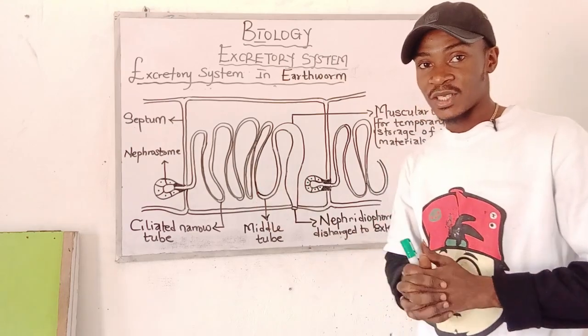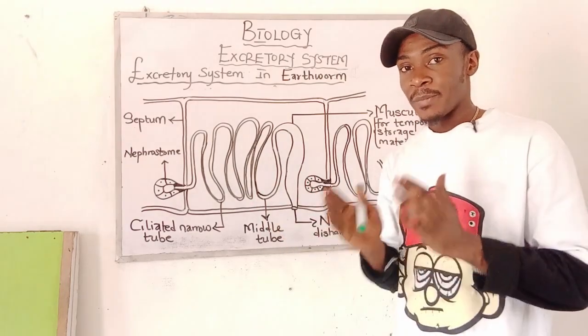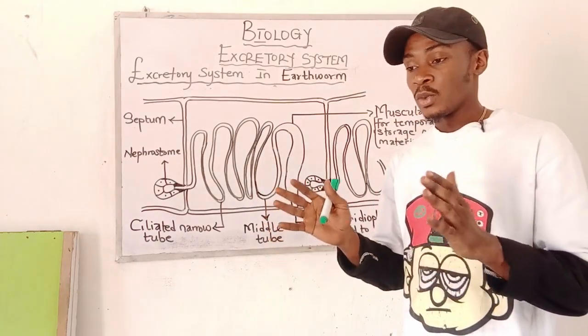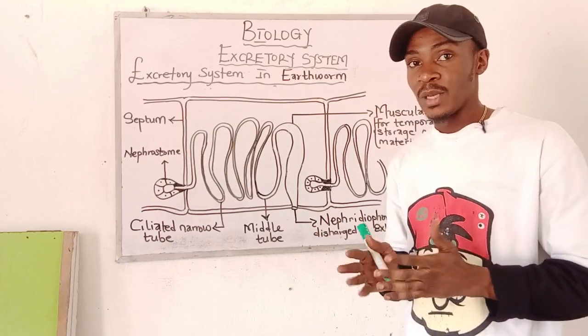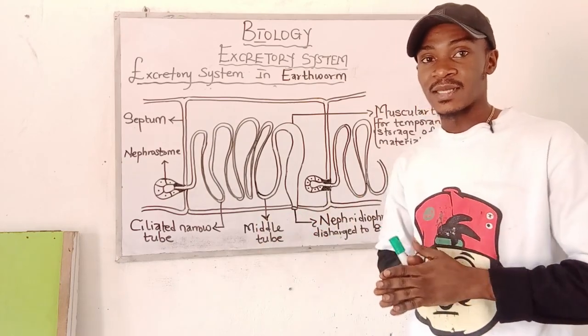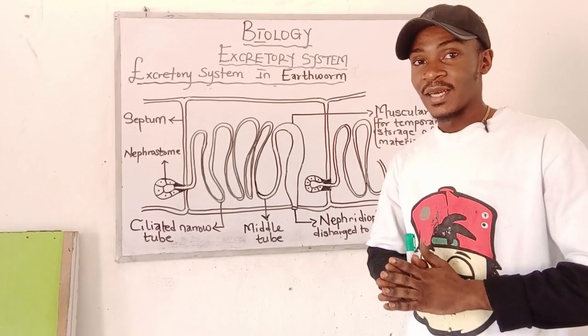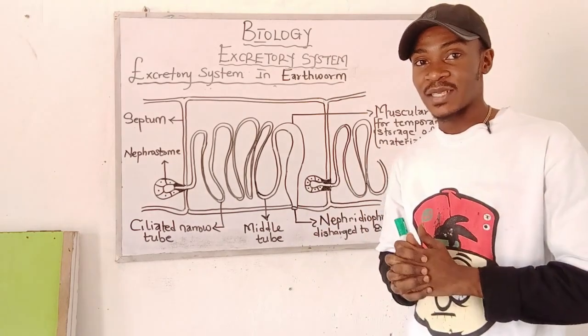So next time you see a question asking you what organ of excretion is associated with an earthworm, you should be able to answer it very easily. Of course, the answer is the nephridium. Now let's get right into the next part of our teaching.